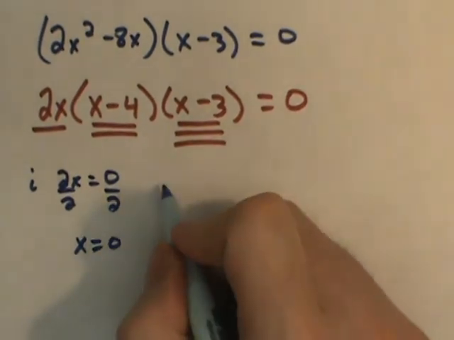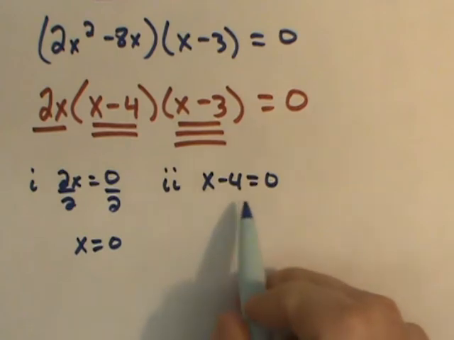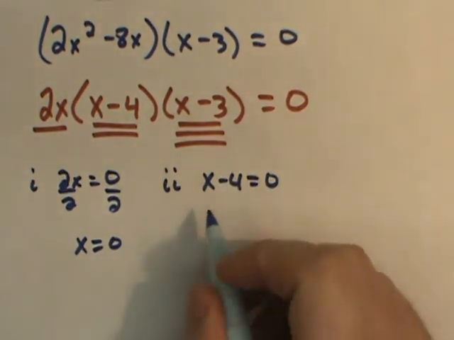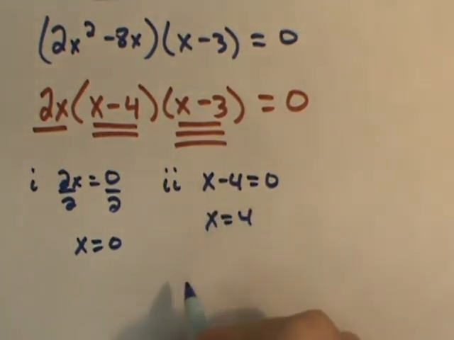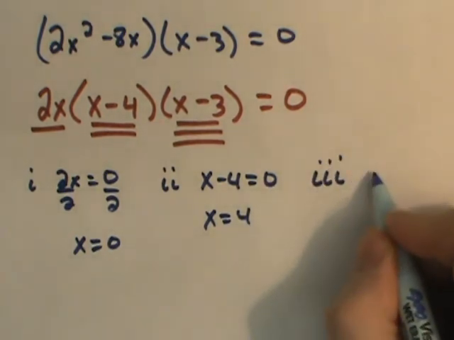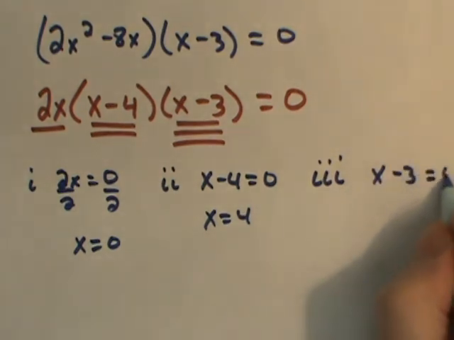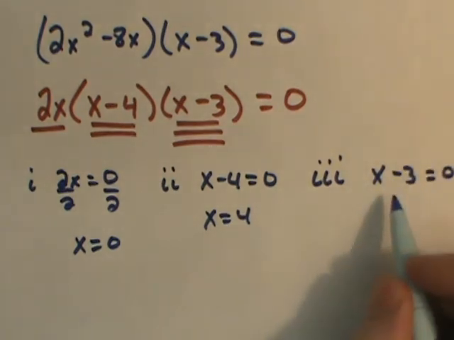In case 2, you could say x minus 4 is equal to 0. I love these. These are always easy to solve. You just move the 4 over. So x is 4. And then finally, in case 3, you could say that maybe it's the x minus 3 factor that produces the 0. And so then you move that 3 over, and x would be 3.